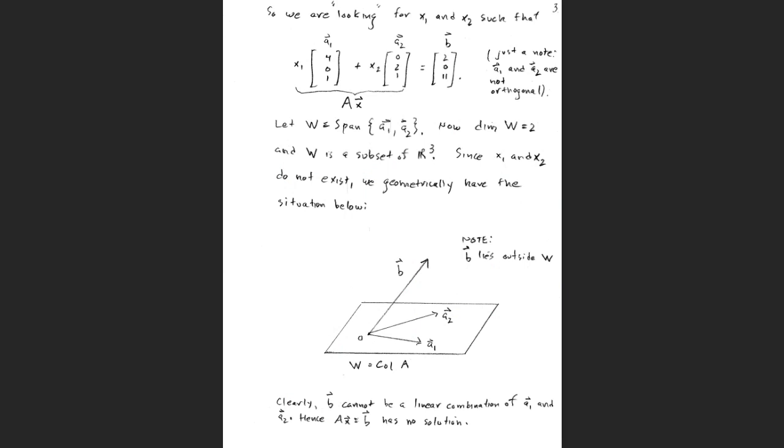So remember, what we're looking for here is scalars x1 and x2 such that this vector equation, or equivalently the matrix equation, is true. But we know it's not. We know there are no scalars. There is no solution x1 and x2 that will work. But what does that mean geometrically? Well, here's what you can do.